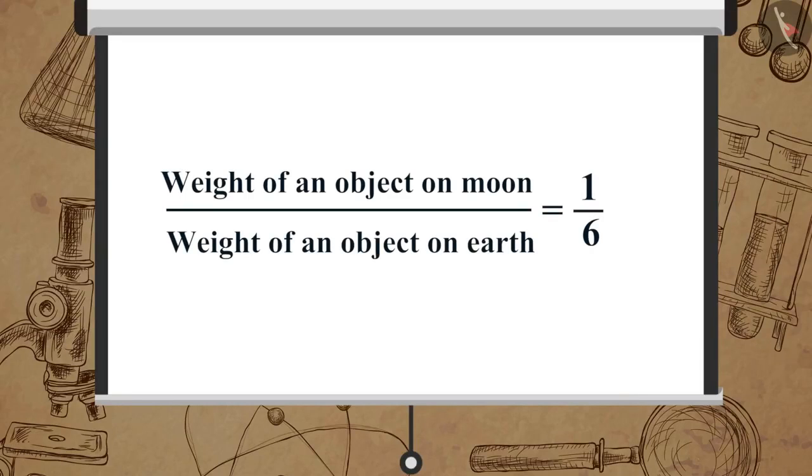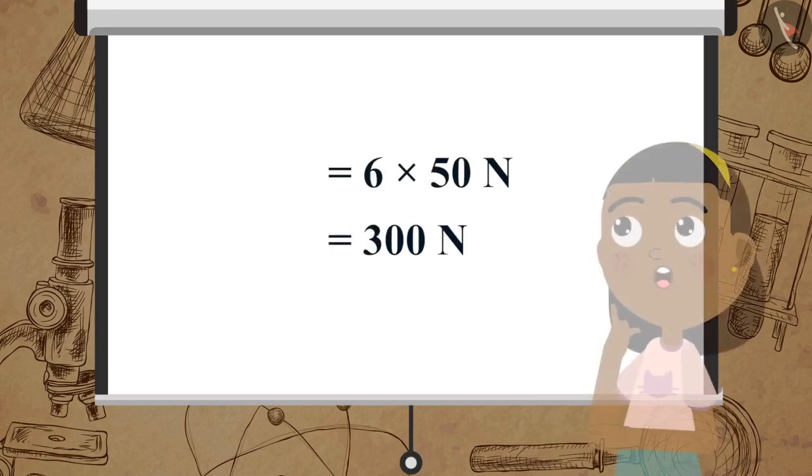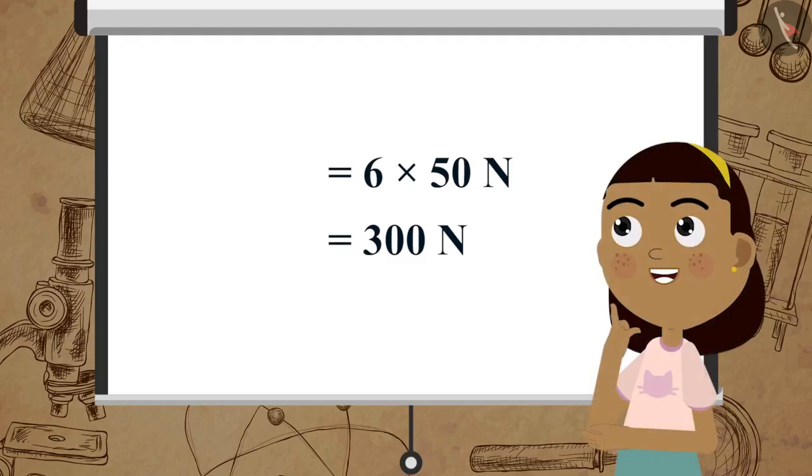Weight of an object on Moon upon weight of an object on Earth is equal to 1 upon 6. Weight of an object on Earth is equal to 6 multiplied by its weight on Moon, which is equal to 6 multiplied by 50 Newton, which is equal to 300 Newton.